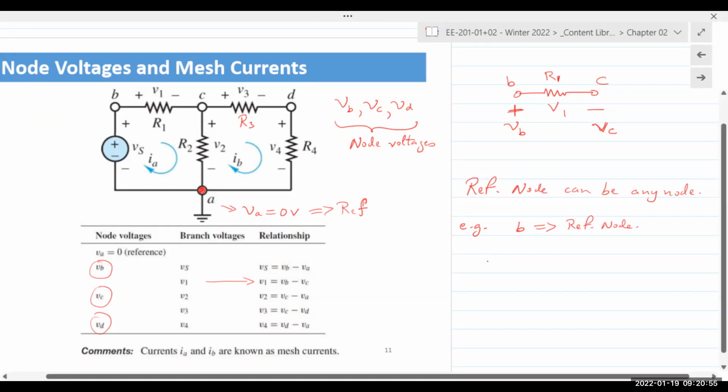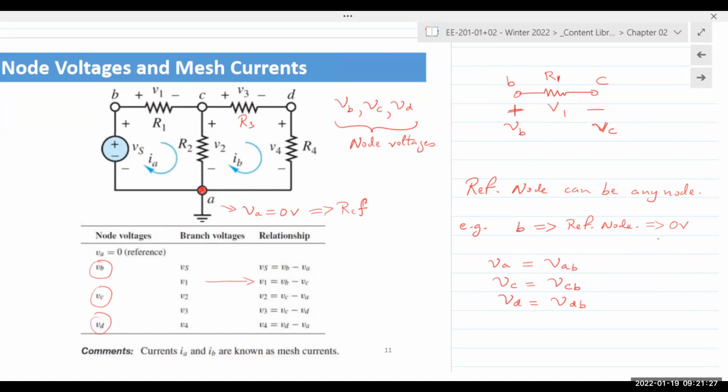So I could measure VA, and what I would be measuring is voltage at A with reference to B. If I measured VC, I would be measuring voltage at C with reference to B. VD would mean I'm measuring voltage at D with reference to B, where B, because it is the reference node, is considered to have 0 volts. Now, even though A is connected to ground, the positive reference of my voltage measurement will be at A, and negative would be at B.